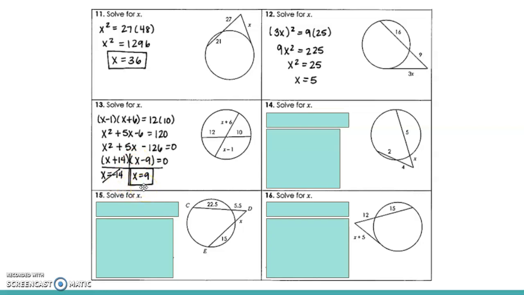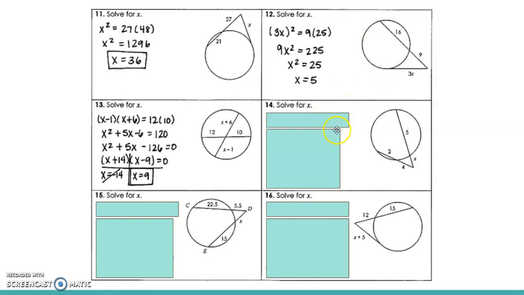A length can't equal a negative number, so that's why we are using x equals 9 for this problem. So a little bit more work with our algebra, but setting up that problem is still the same way as before. Number 14, we have those two secants intersecting outside our circle.